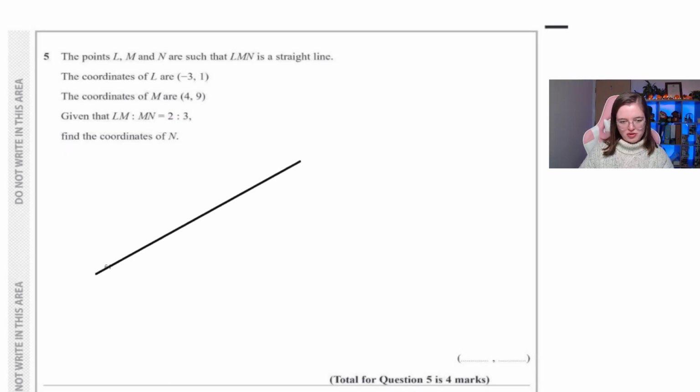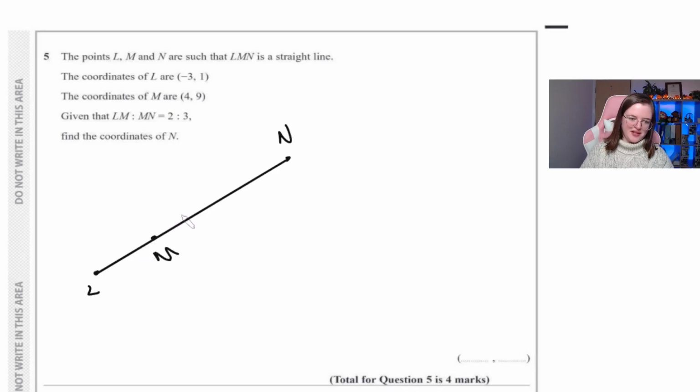Okay, let's draw this out. I need a diagram for this, I think. So if we have this guy down here being L, and then LM to MN is 2 to 3, which means that MN is bigger than LM, right? So if I have N over here, M is going to be closer to L than it is to N, because this one is smaller here. So I'm going to put M about there, maybe, right? Maybe it's a bit off, maybe it should be slightly further, but there we are.